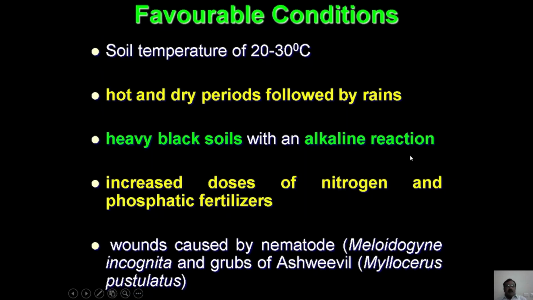Fusarium wilt will be severe where high soil temperature and low soil moisture prevail. In hot and dry periods followed by rainfall, where the soil temperature is 20 to 30 degrees, the incidence will be heavy, and it will be more in black cotton soil with an alkaline reaction. Increased doses of nitrogen as well as phosphatic fertilizers favor the development of the disease. Besides, wounds caused by the Meloidogyne incognita nematode as well as the grubs of Myllocerus pustulatus also favor the pathogen to enter and establish in the plant.